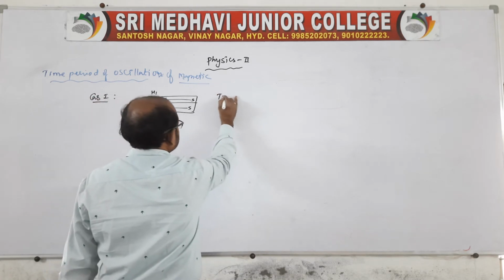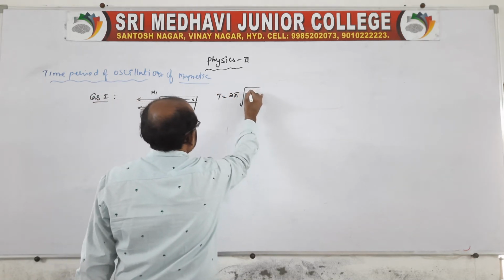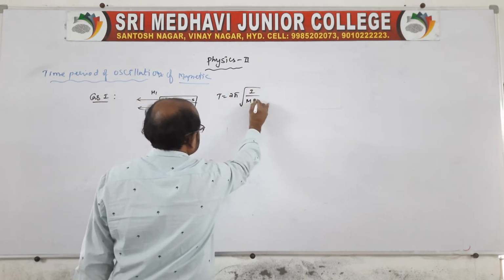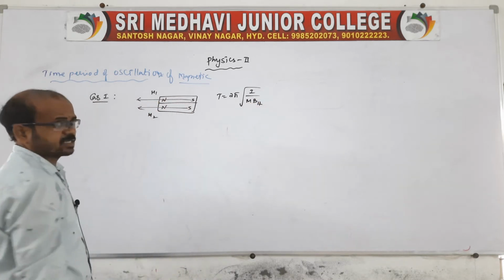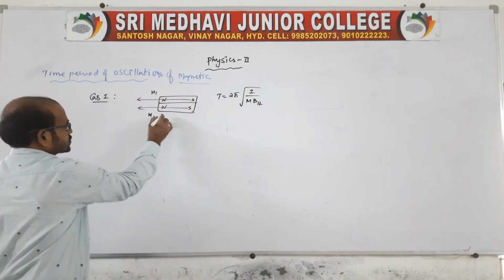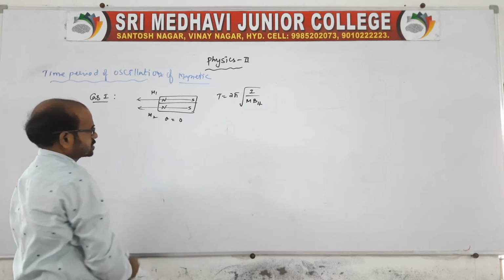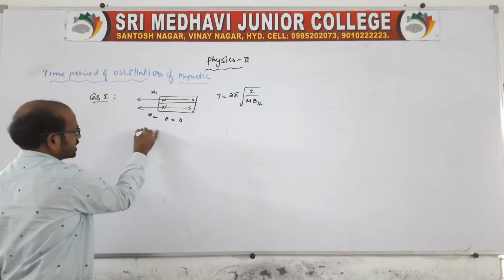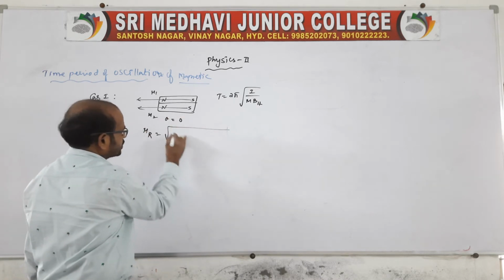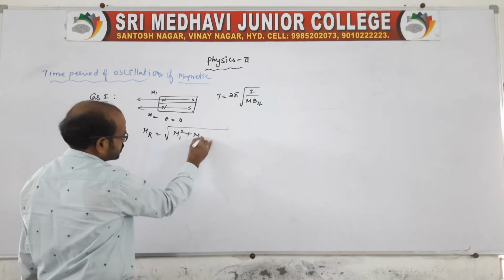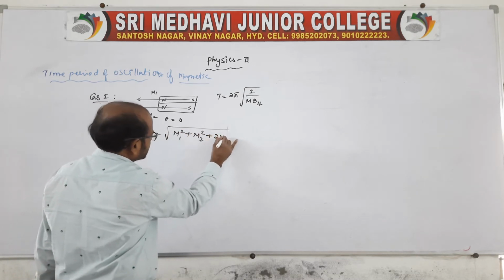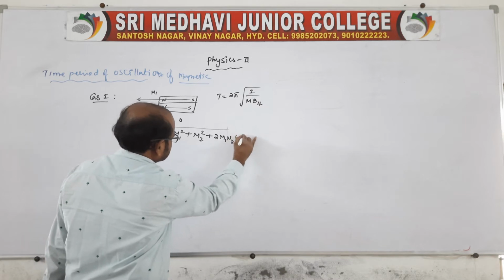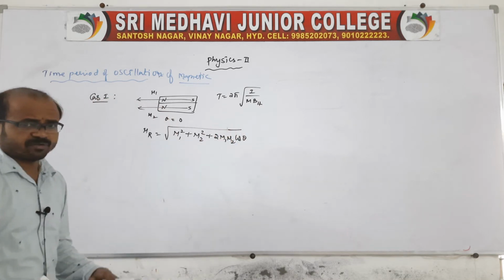Of course we know the time period is equal to 2π√(I/(M·BH)). So we need to get the resultant magnetic moment. Here these two are in the same direction, so theta is 0. The resultant magnetic moment is √(M1² + M2² + 2M1M2 cos θ). We did this in the previous class.